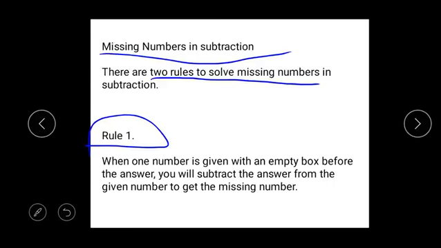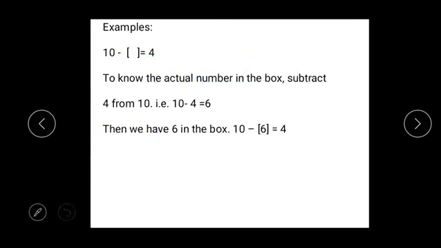Let's get started. So you can have a question like 10 minus a box is equal to 4. Now, we are trying to get the actual number in the box. How do we get that? How are we going to get the exact number in the box?